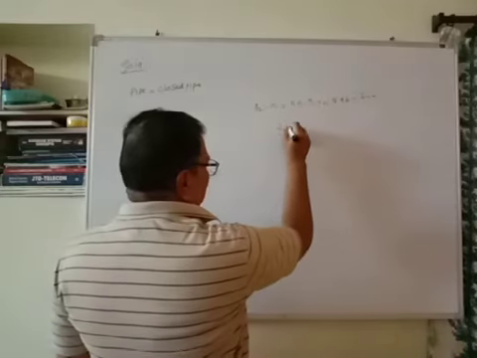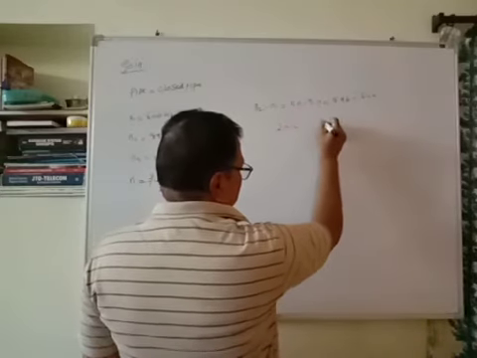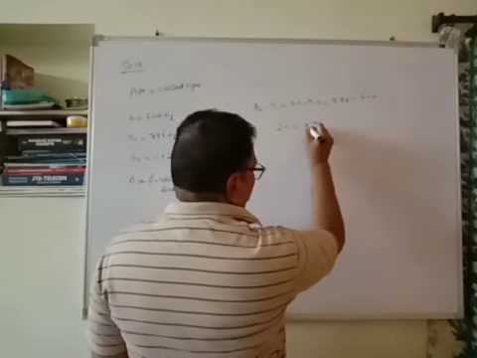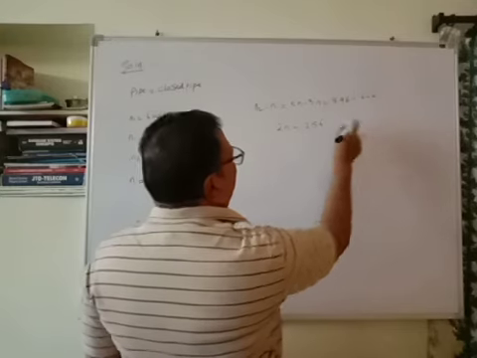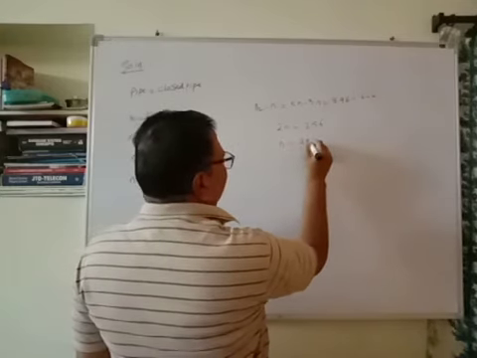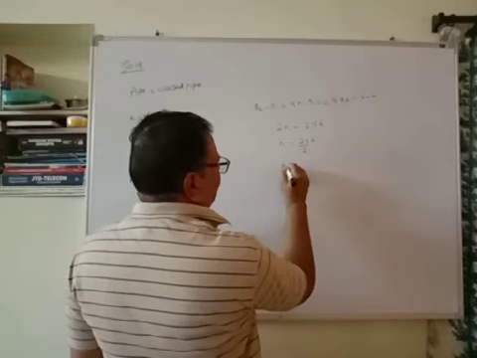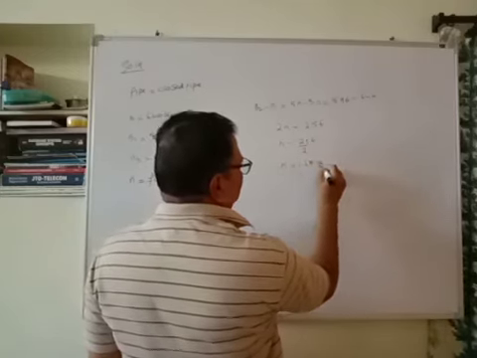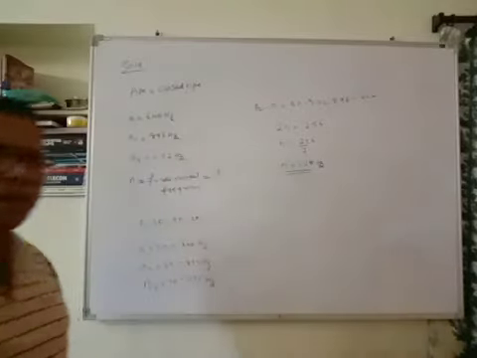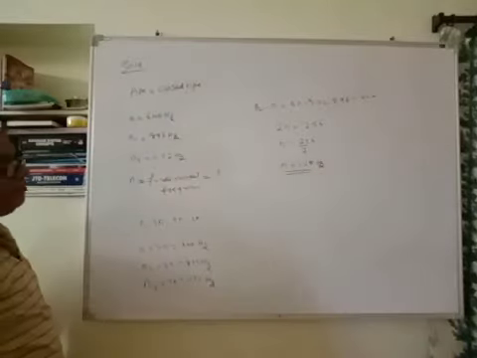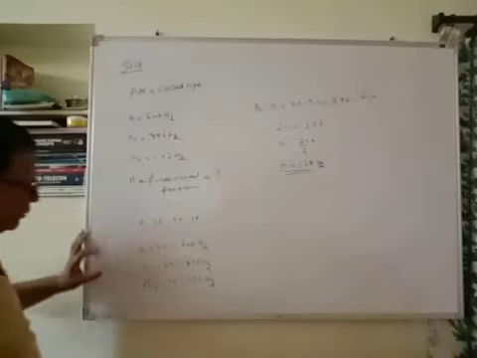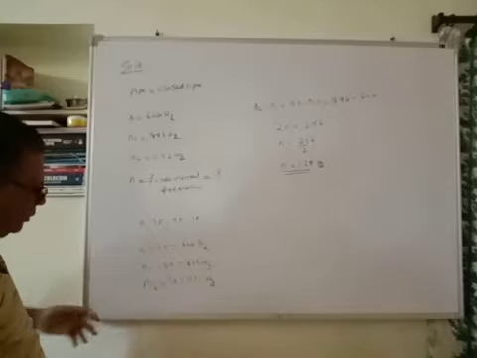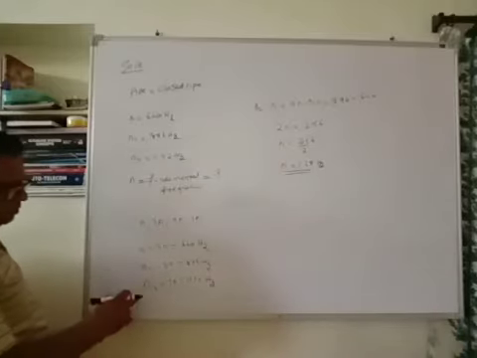So 2N is equal to 256, or N is equal to 256 upon 2, or N is equal to 128 Hz. So we have determined the fundamental frequency by using the first and second overtone. We can also use the first, second and third. We get the same result.